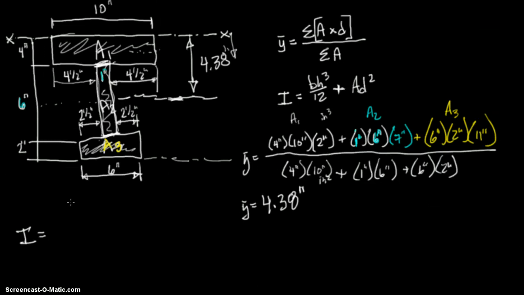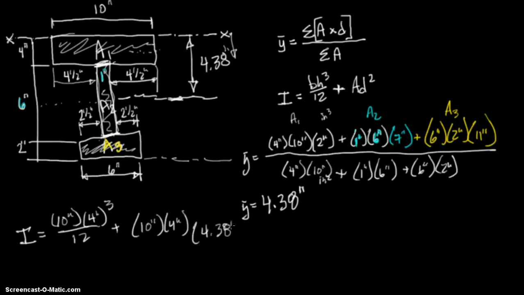Okay, so we'll go ahead and start with A. And these can get quite long, so we might get a little bit nasty here. So the base is 10. The height is 4. And that's BH cubed over 12 plus A, which is 10 times 4, times D, which is 4.38 minus what? So if that's 4.38, we know that's 4, so it's 0.38, so it's going to be 2.38.